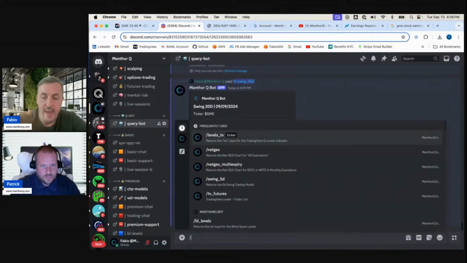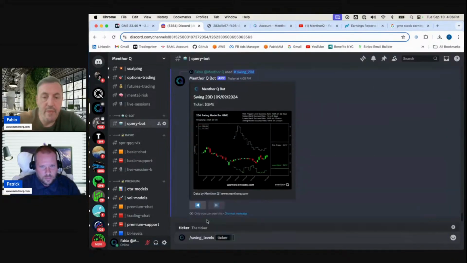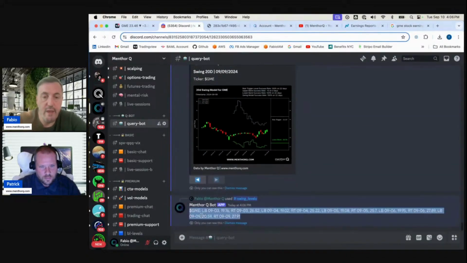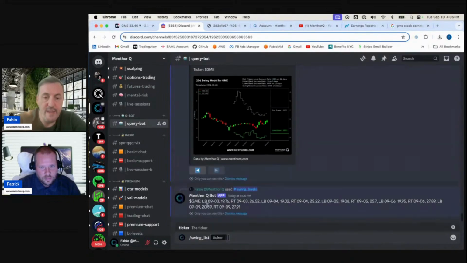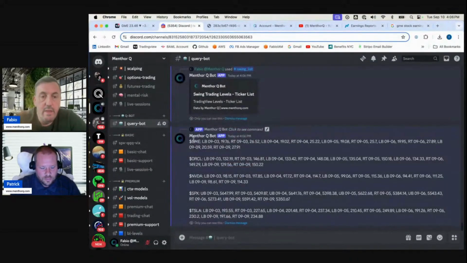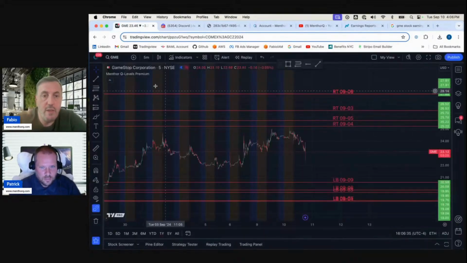So very easy. I now can type in my swing commands, and I can either type in my levels for a single stock right here. So I can get the code directly for our TradingView indicator, or I can also type in our swing for a list. So in this case, I have GameStop, I have Oracle, I have NVIDIA, SPX, and maybe Tesla, right? So I can type in my ticker.